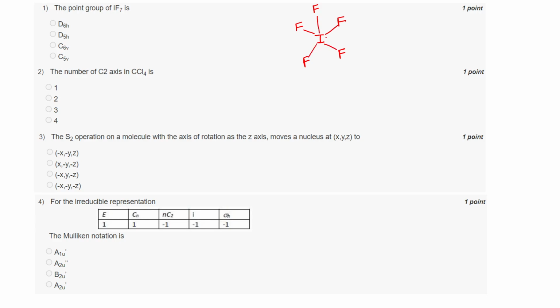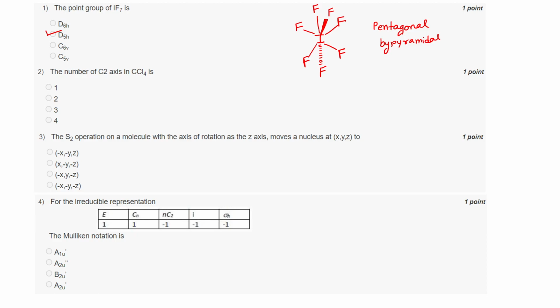So these are in plane, and there is going to be one on the top, 2 apexes are going to be on the axial positions. So it is actually pentagonal bipyramidal geometry, and by that I guess you have guessed it right, that it is going to be D5h symmetry.